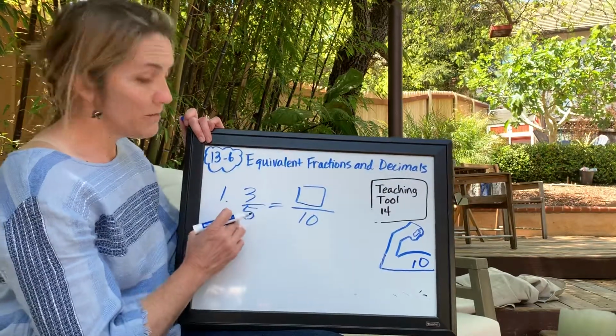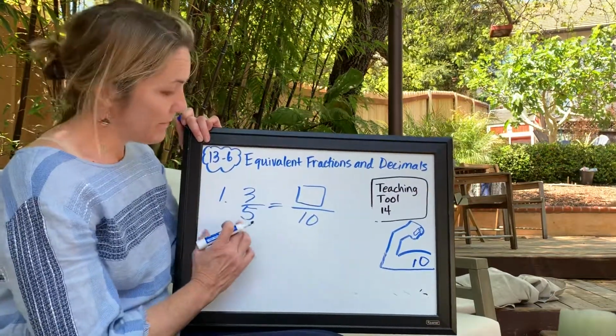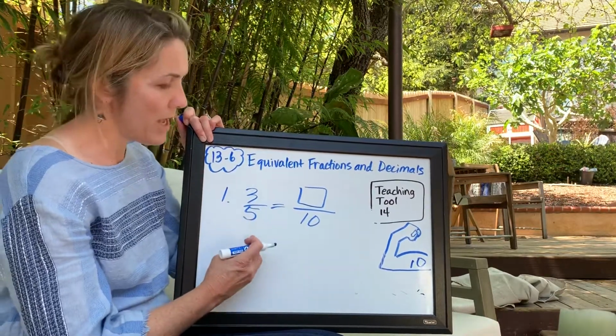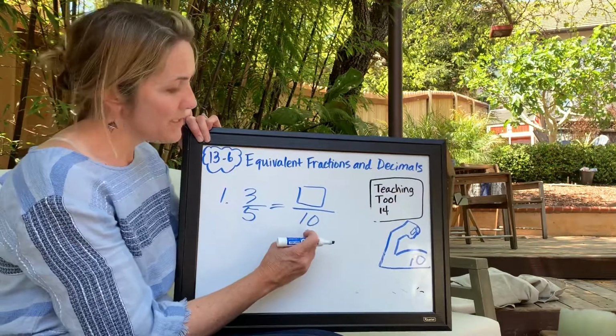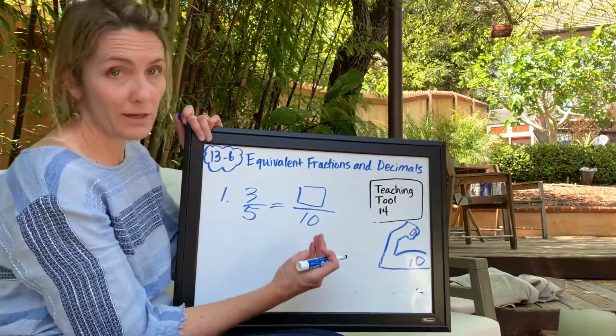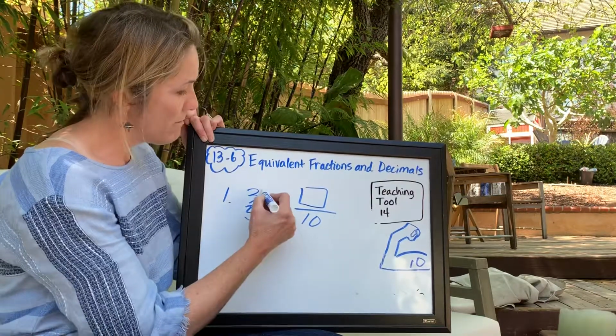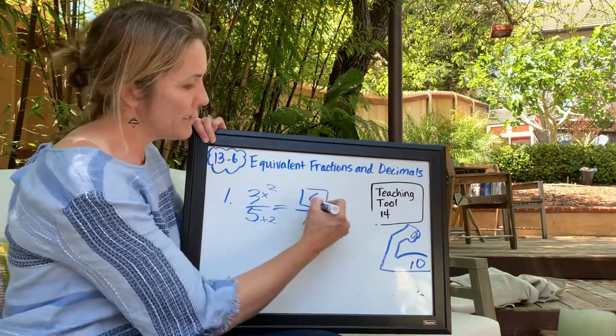So you'll see that this 5 is very compatible with 10. And you think, okay, what can I multiply 5 by to get it to 10? Power of 10 tells me it's going to be tenths, and I can translate it really easy. Well, that means I can multiply both top and bottom by 2. And that gives me 6/10.